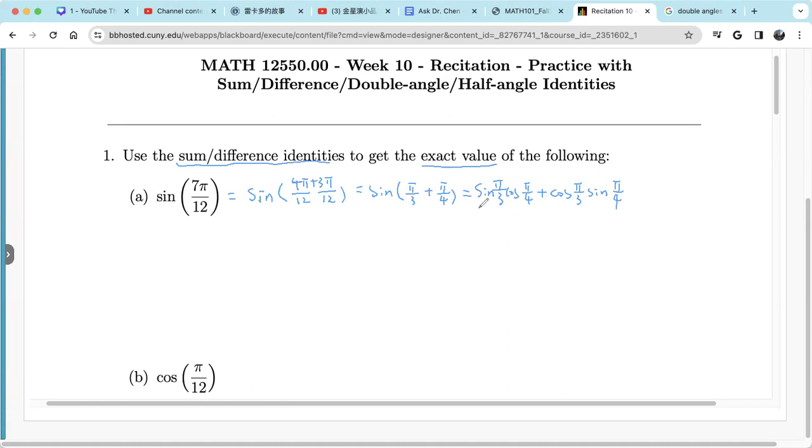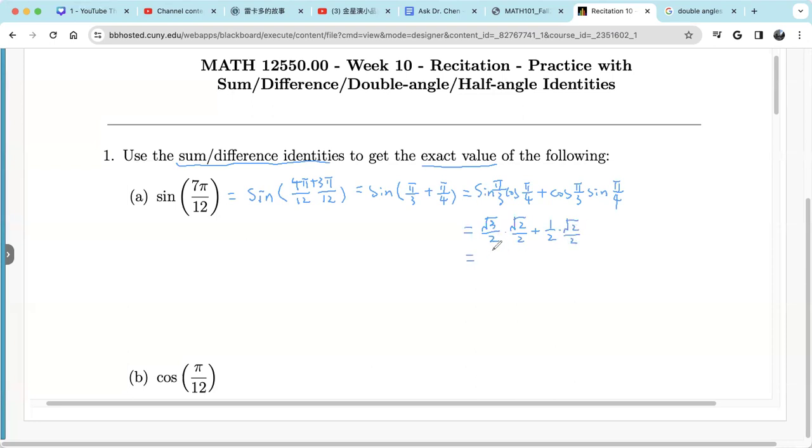Right, so those are special values. Angle pi over 4, angle pi over 3, they're special angles. So we need to remember their exact value. So sine pi over 3 is radical 3 over 2. Cosine pi over 4 is radical 2 over 2. Cosine pi over 3 is half. Sine pi over 4 is also radical 2 over 2.